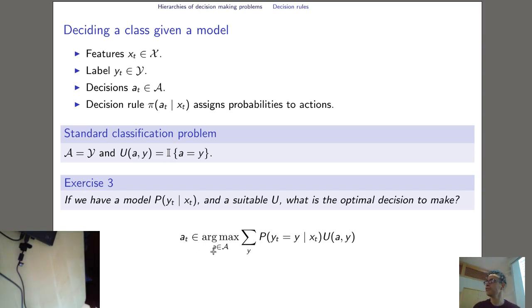According to what we talked about before, the optimal action is the one that maximizes expected utility. That's our goal. We have defined utility to be 0 when you are incorrect and 1 when you are correct. Because this is 0 for everything apart from the correct label, it has to be the one that maximizes the probability. So this is a basic decision problem for classification: given a model and a utility, what is the action to take?